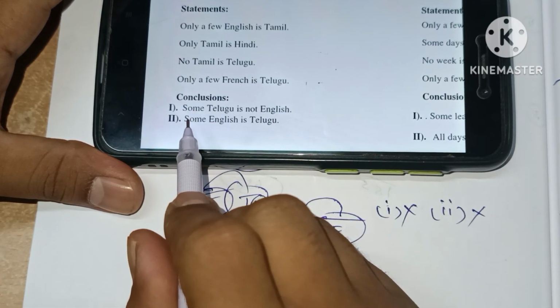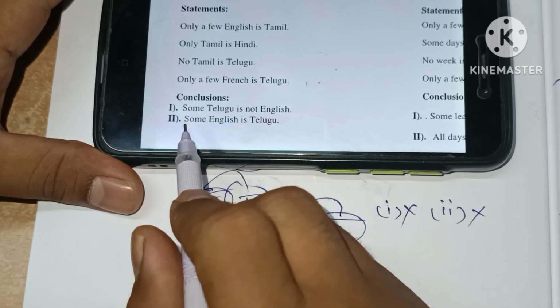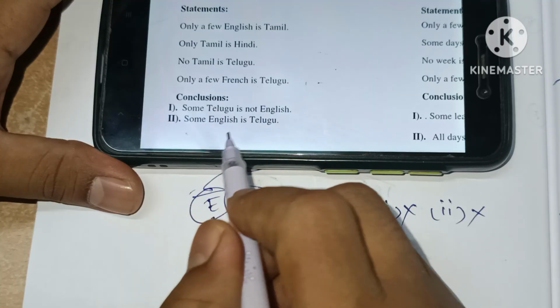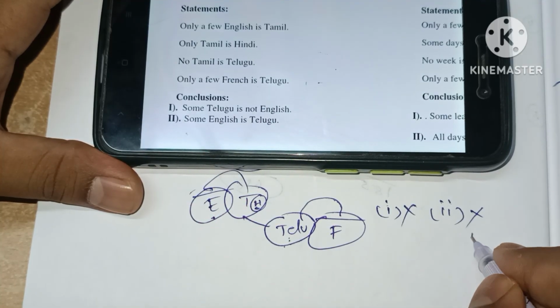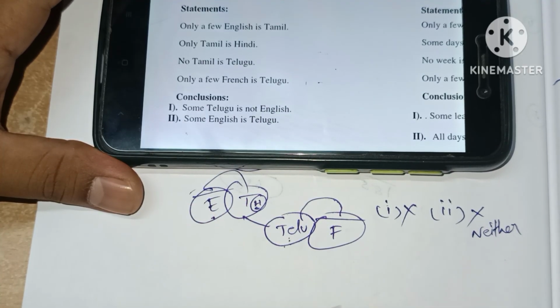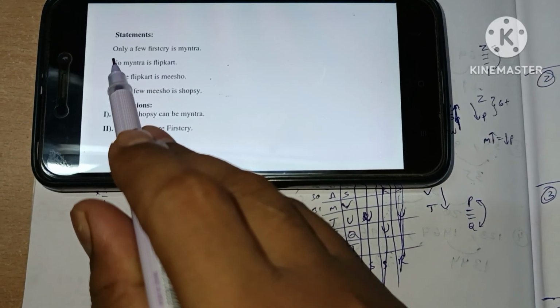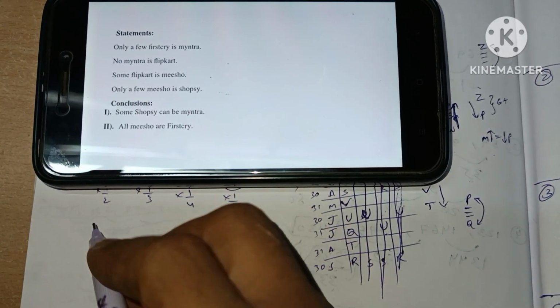But this is some and some not case and some case. Telugu, English. Here suffixes and prefixes are not same. So this is neither one nor two. Next, third question. Question 3. Only a few first cry is Myntra.